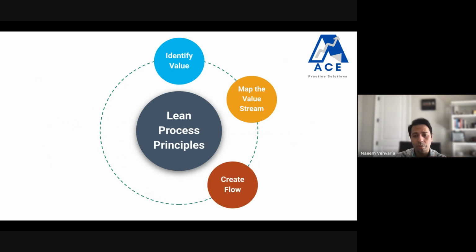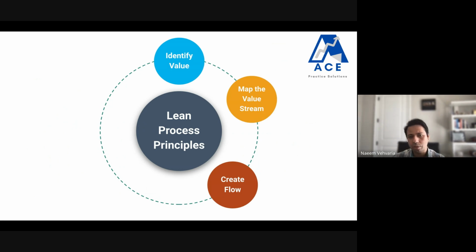Our third principle is create flow. This principle focuses on ensuring that your operational processes flow seamlessly without interruptions or bottlenecks. The goal here is to minimize interruptions and bottlenecks in the workflow. Each step should flow seamlessly into the next. This is a very important step in ensuring a smooth process at your practice. Your team needs to be in sync with each other, well aligned at each step of the process. Let's take an example.